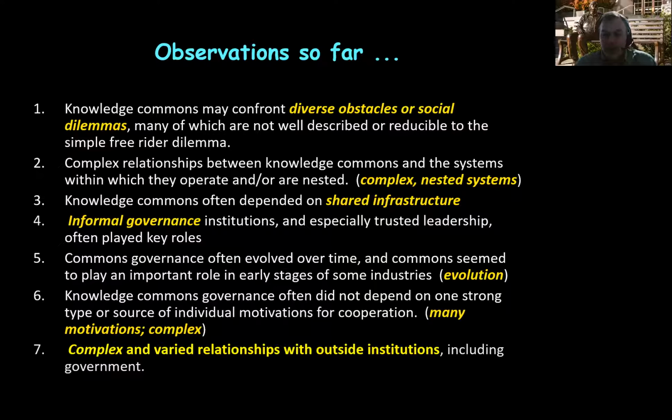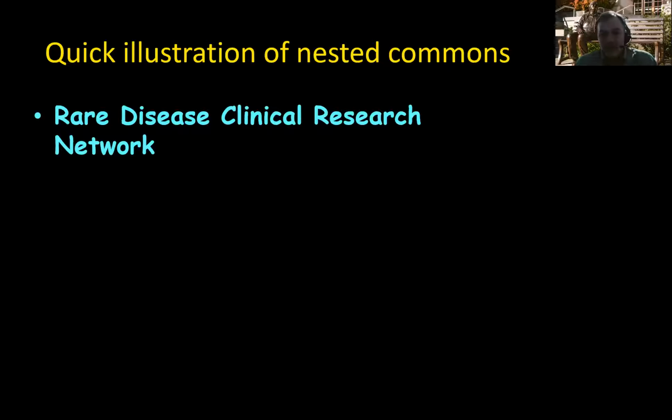There is also a complex and varied set of relationships between knowledge commons communities and outside institutions, such as government, where the government can play an important role in shaping the goals and objectives of the community itself. They may contribute to the generation of shared infrastructure, and there's a host of other interactions that are quite interesting.